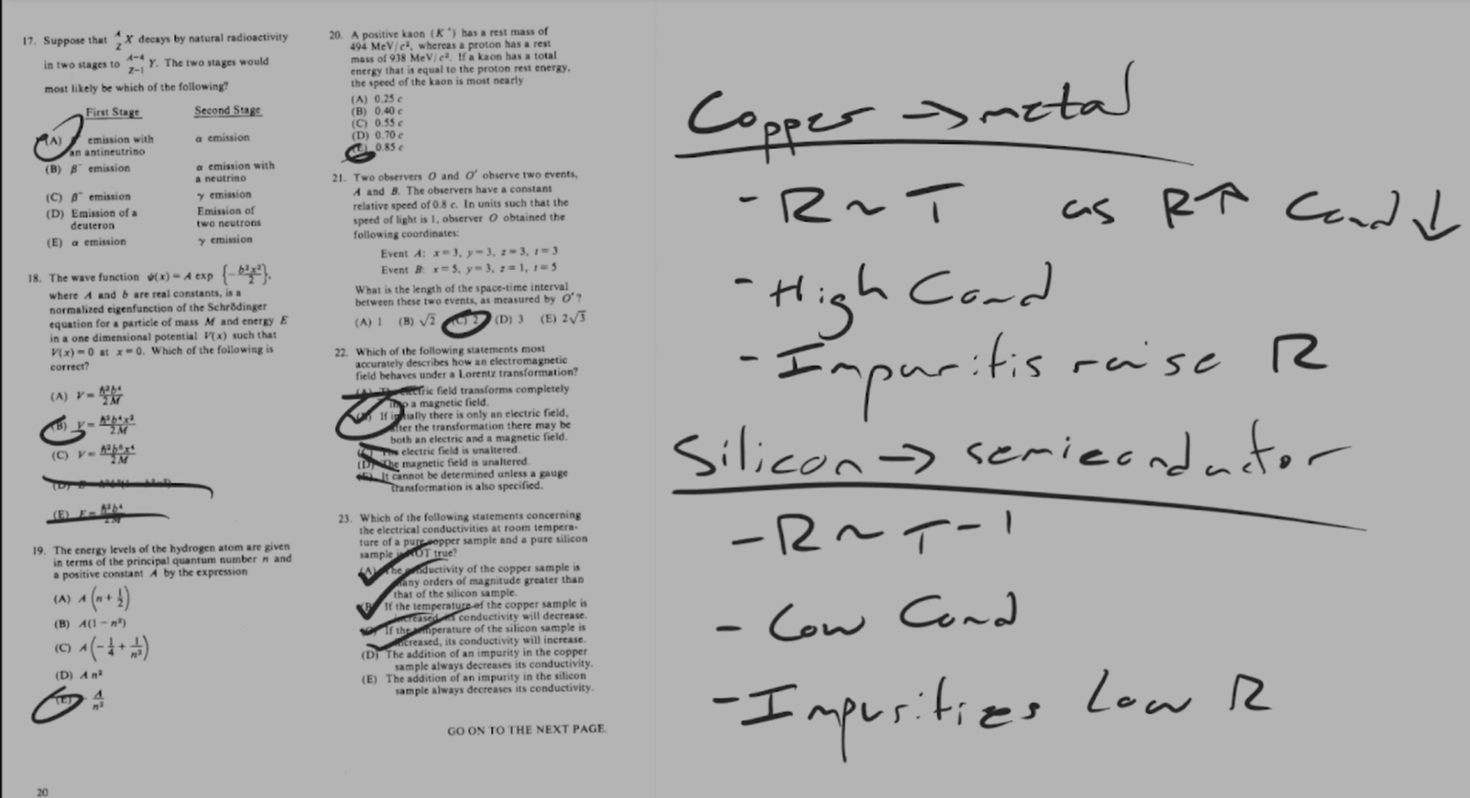That kind of leaves a process of elimination, but let's talk about it. The addition of an impurity in the silicon sample will always decrease its conductivity. That is incorrect because the resistivity goes down, which increases the conductivity, giving us our answer of E. There you go. Words, it's tough.